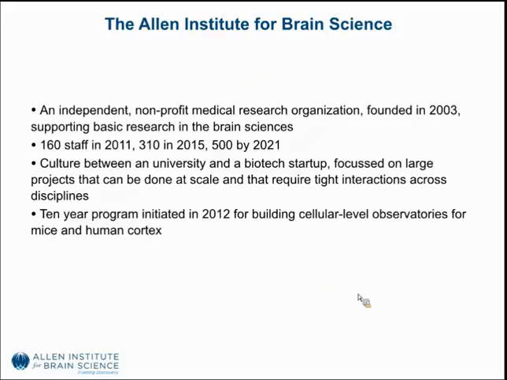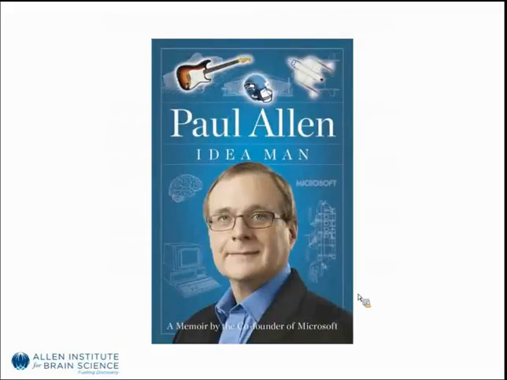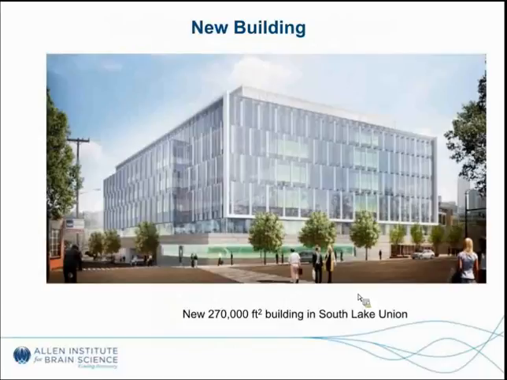So we initiated a couple of years ago. Paul signed off on this very large program over 10 years for building cellular level observatories in both the human and mouse cortex. So we're focusing on those two species. And all made possible by this very generous individual who really cares, he wants to know, he wants to understand how things work. In particular, he wants to understand, because of his background in computers and programming, how does the brain program itself to do everything that we're capable of.